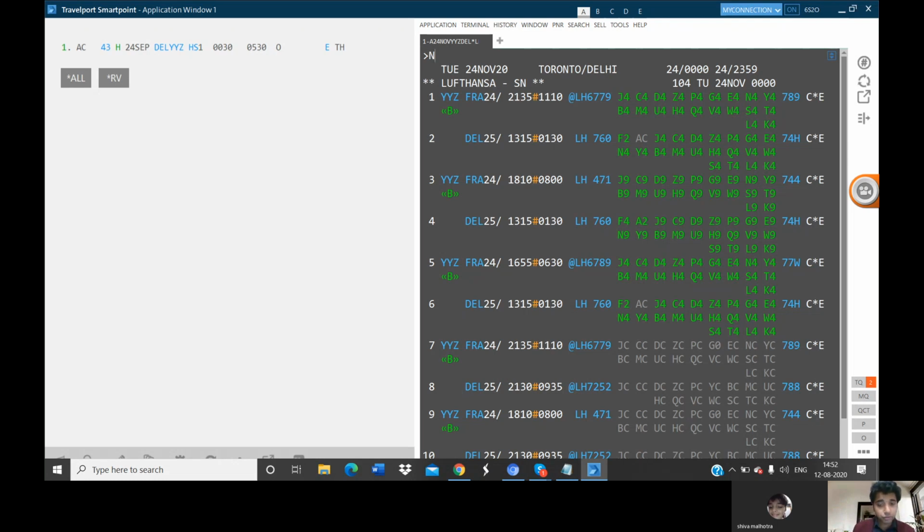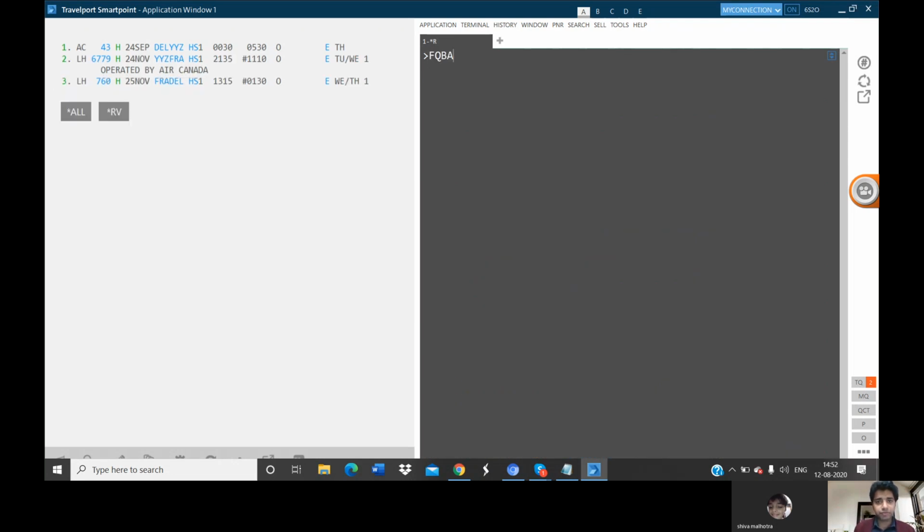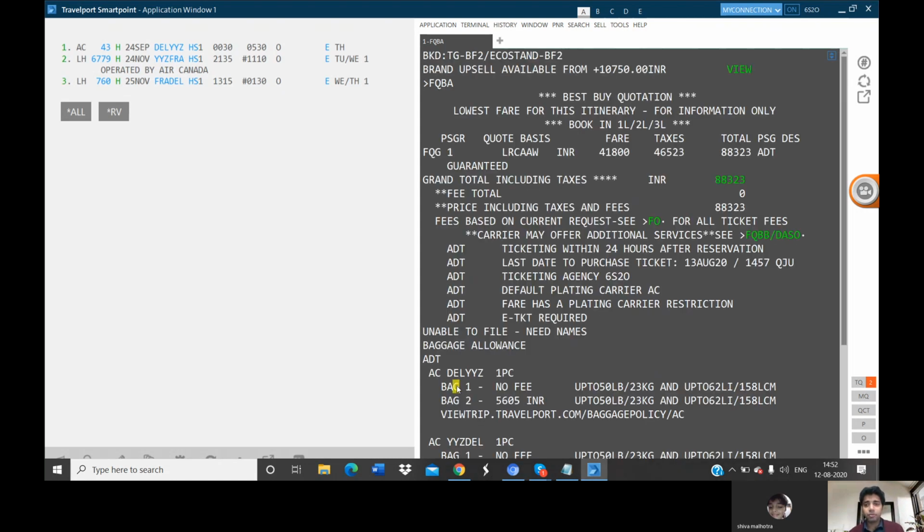So here I will pick the seat, for example, and place a small entry which is FQBA, that is for lowest fare, to see the lowest fare. In that case, my fare is coming 88,000, and the client will say, no sir, it is very expensive, please do something best in my case because this is expensive for me.